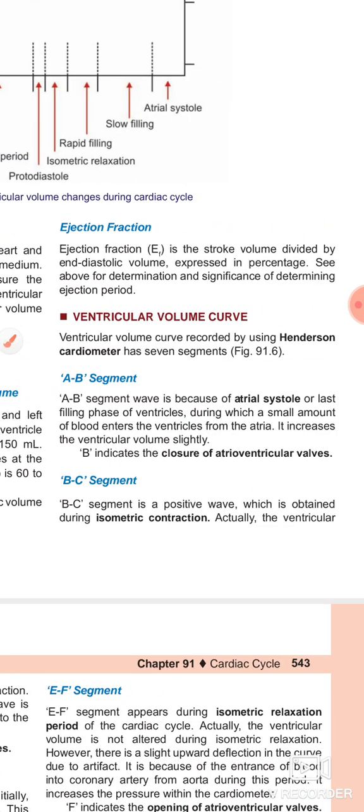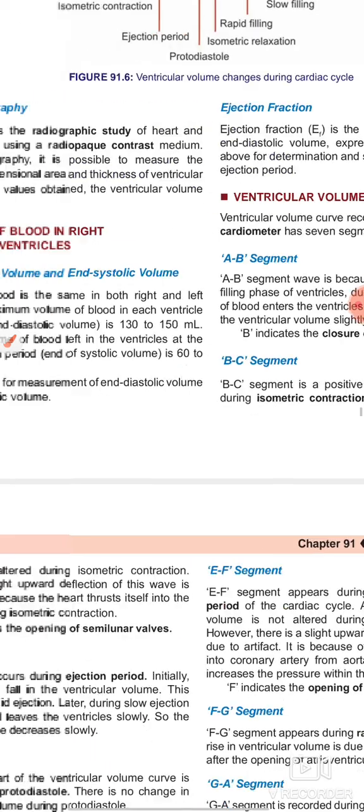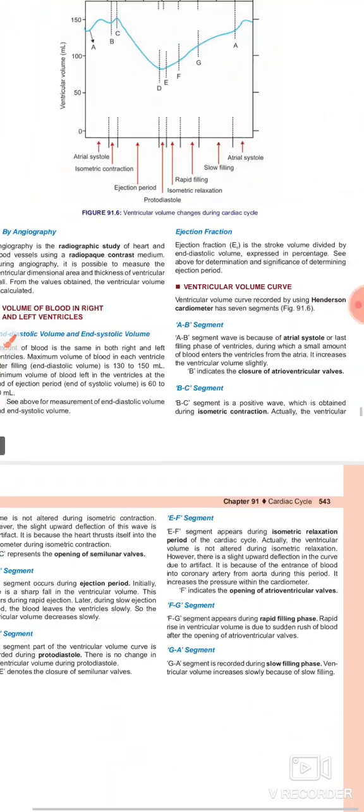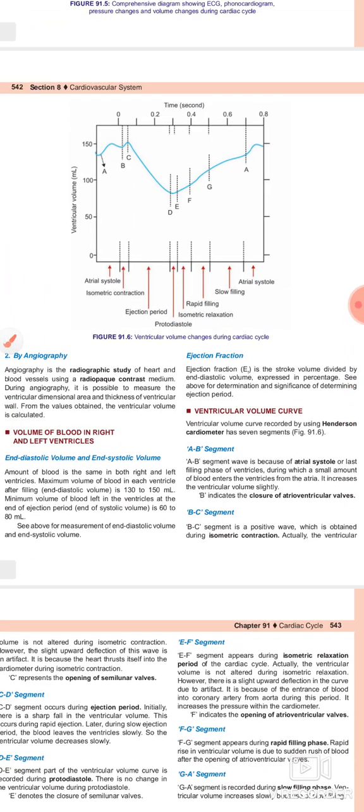The ejection fraction is calculated as stroke volume divided by end diastolic volume, and the stroke volume is equal to end diastolic volume minus end systolic volume. So this was all about today's lecture. I hope you understand the chapter of the cardiac cycle. This was the last part of this chapter, and in the next video we will discuss the next chapter.